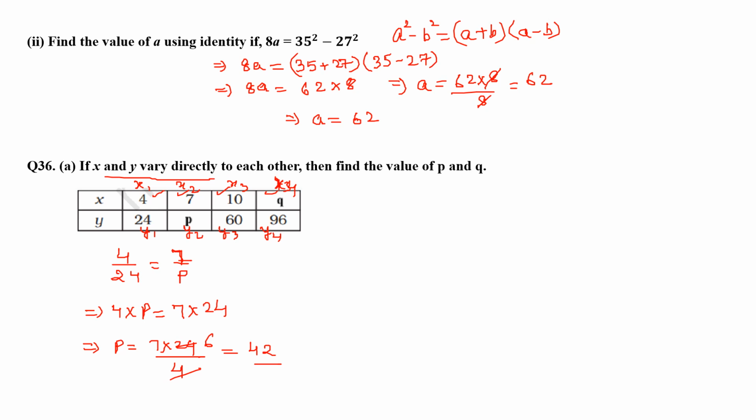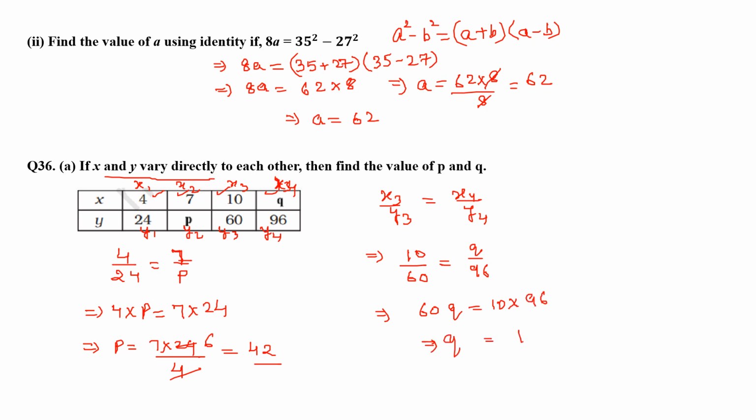Now you have to find the value of q also, isn't it? So now I am taking x3 by y3 equal to x4 by y4. You can take x1 by y1 equal to x4 by y4 also. Okay, no problem. Then it is 10 by 60 equal to q by 96. Now cross multiply. So 60q equal to 10 into 96. So q will be, transpose 60 to the other side, 10 into 96 by 60. Now 0 and 0 cancel and it will become 13.